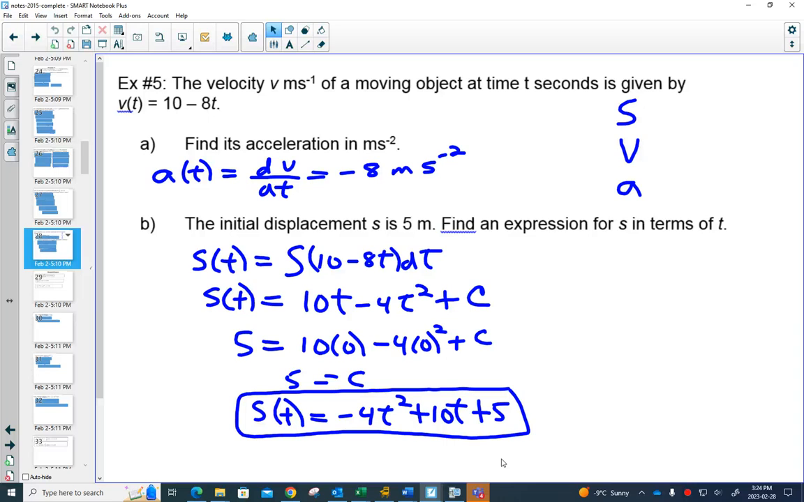All right, how did you do? Oh yes, because it's a T. You need a DT in there.